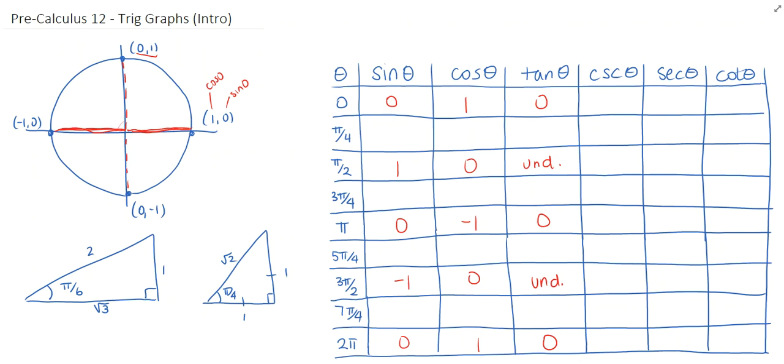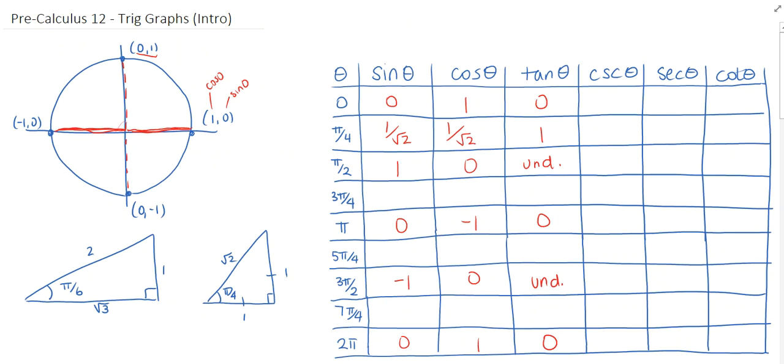So here, when we've got pi over 4, sine of pi over 4 and cos of pi over 4 are going to be the same thing. They're going to be 1 over root 2, or if you rationalize it, root 2 over 2. The nice one is tangent. Tangent becomes a nice positive 1.